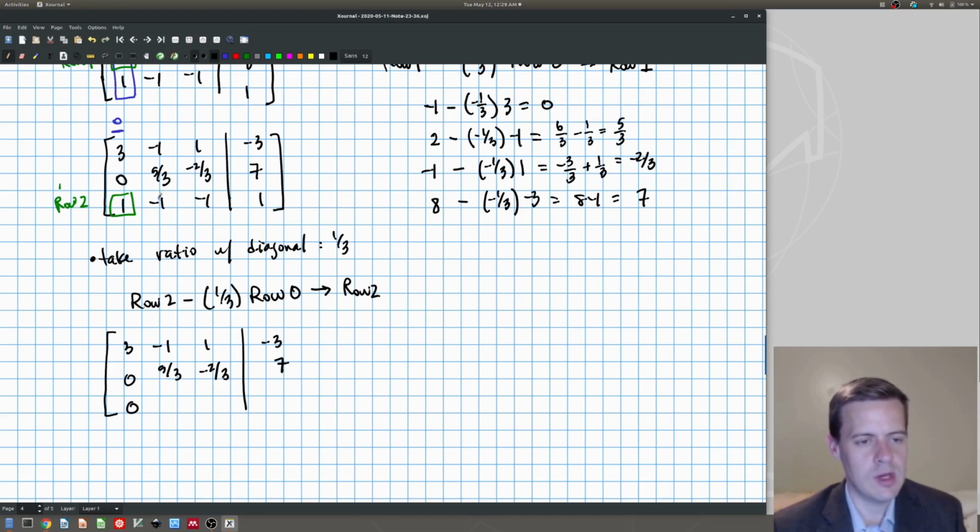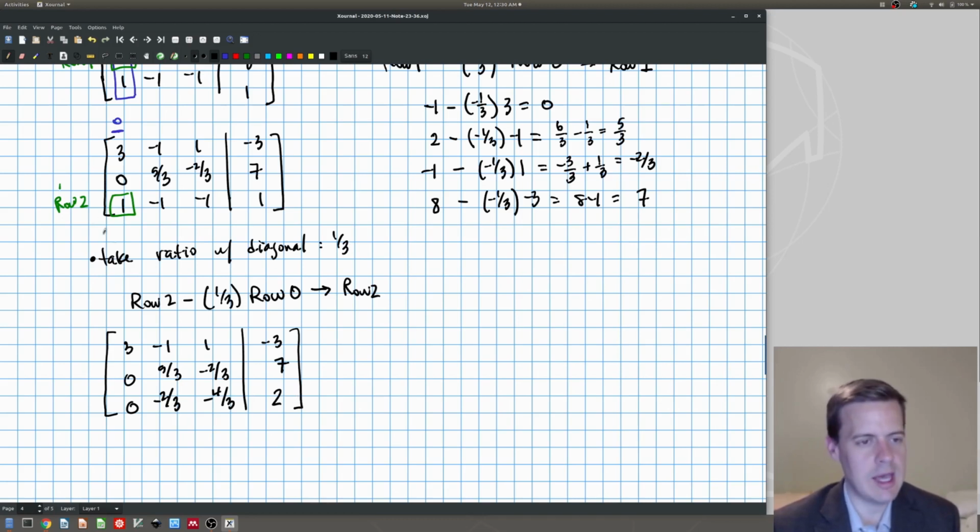Okay, now I have minus 1 minus 1/3 times minus 1. So that means I'm going to get a plus 1/3. So this means I should have minus 2/3. Okay, then minus 1 minus a 1/3 times 1 should give me minus 4/3. And then 1 minus, or minus 1/3 times negative 3, that gives me a plus 1, so this should give me a 2. Okay, hopefully I didn't lose anybody there.